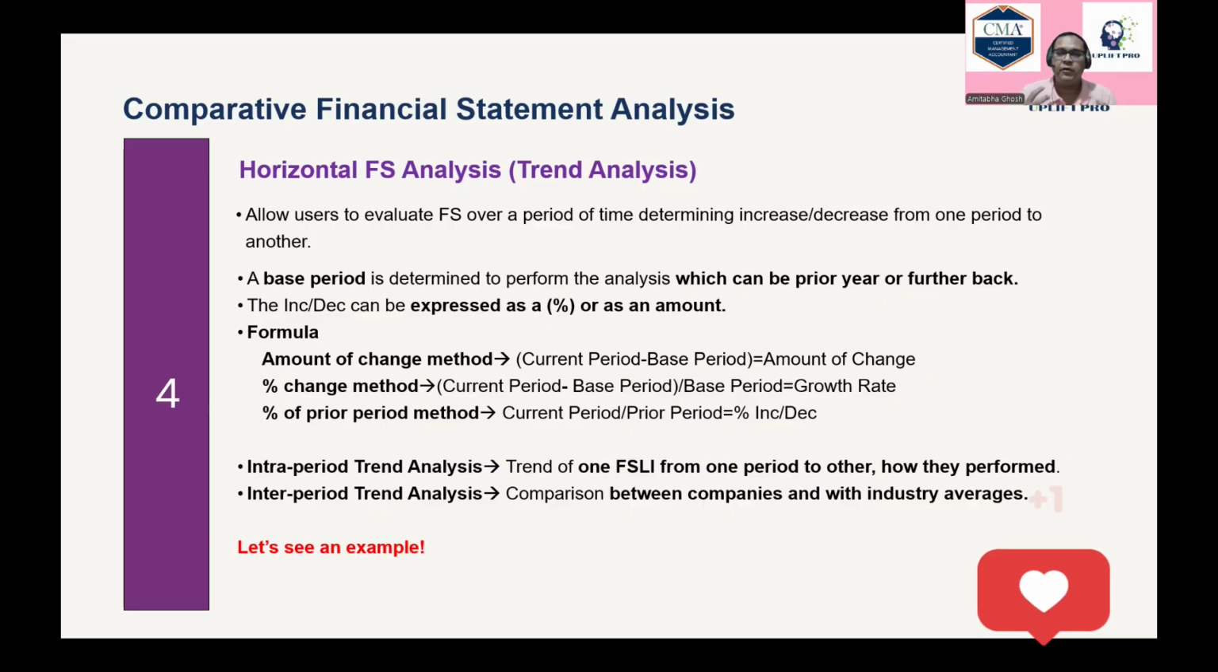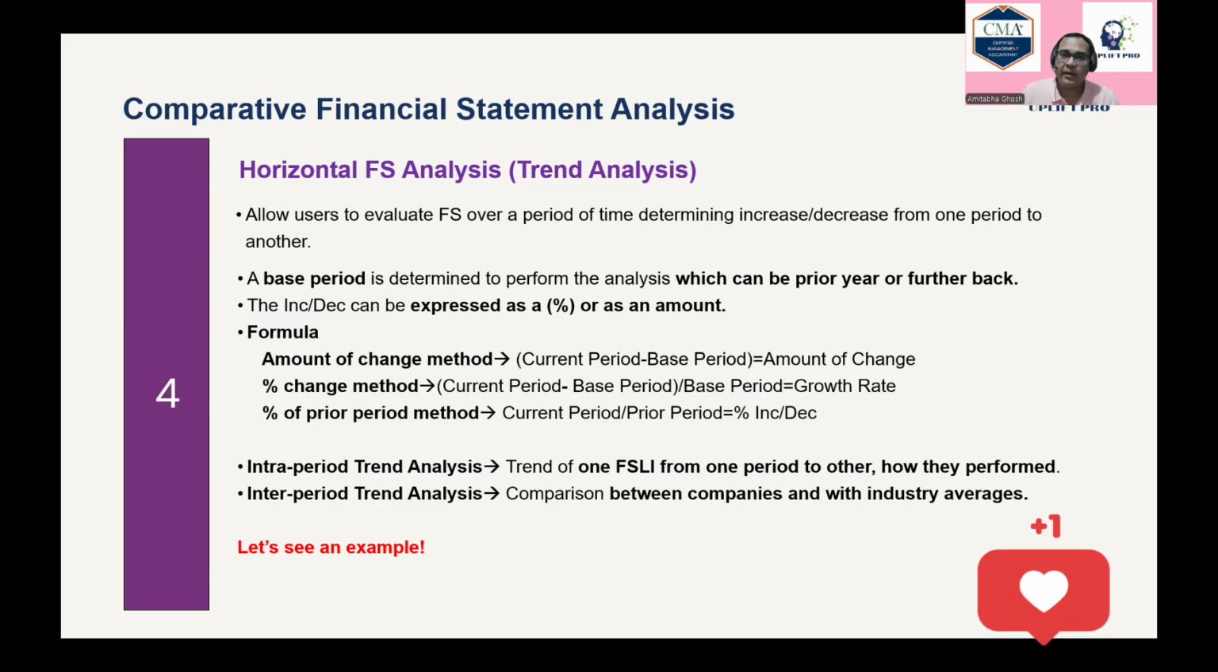Percentage change method: how it works is, current period minus the base period divided by the base period is the growth rate. Mind it, it is the current period amount minus the base period amount divided by the base period amount that will give us the growth rate. In the case of the percentage of prior period method, the current period divided by the prior period is the percentage increase or decrease.